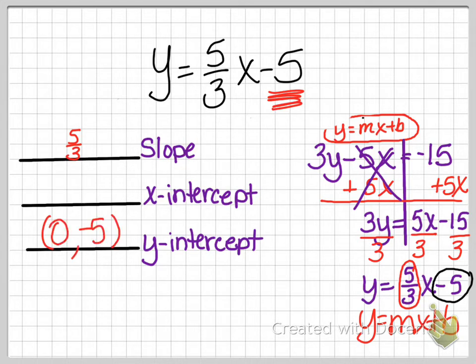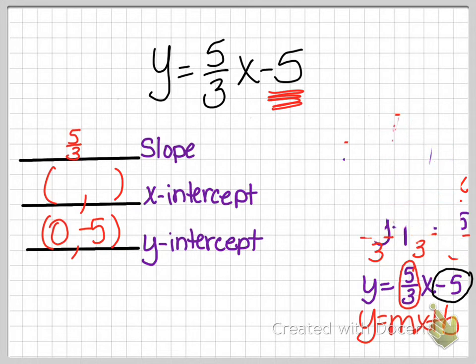But I need to figure out what's that x-intercept. Well, remember you can graph this on your calculator. Y equals 5/3 x minus 5. Take a second, put that in your calculator and graph it.